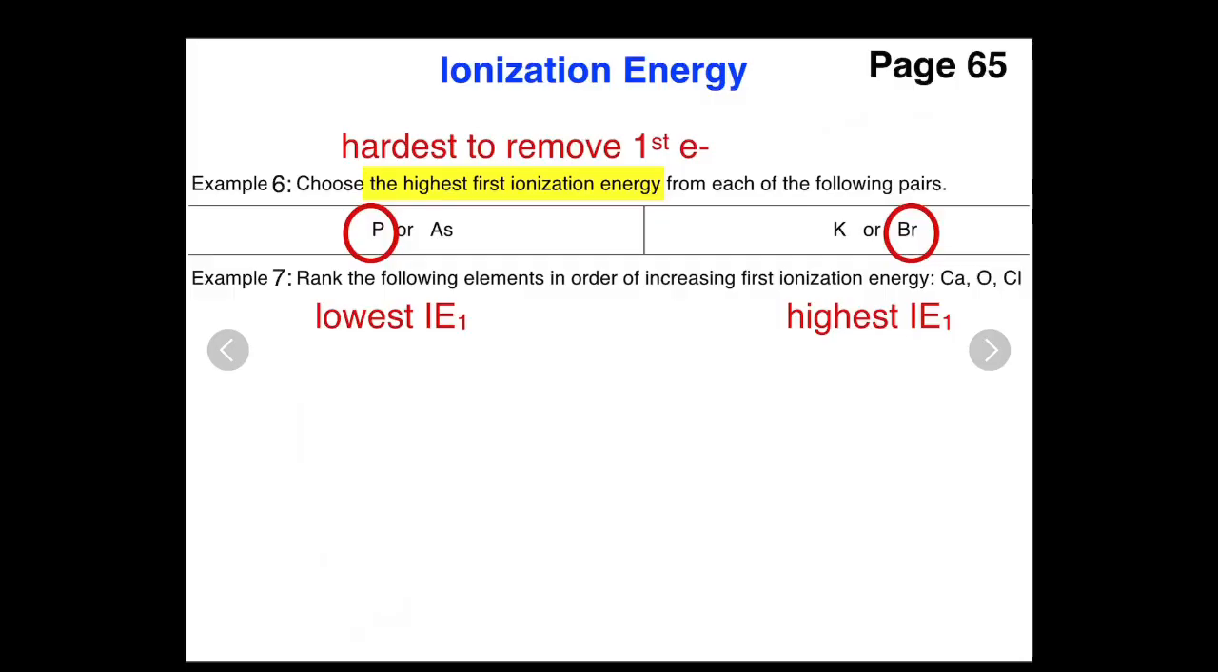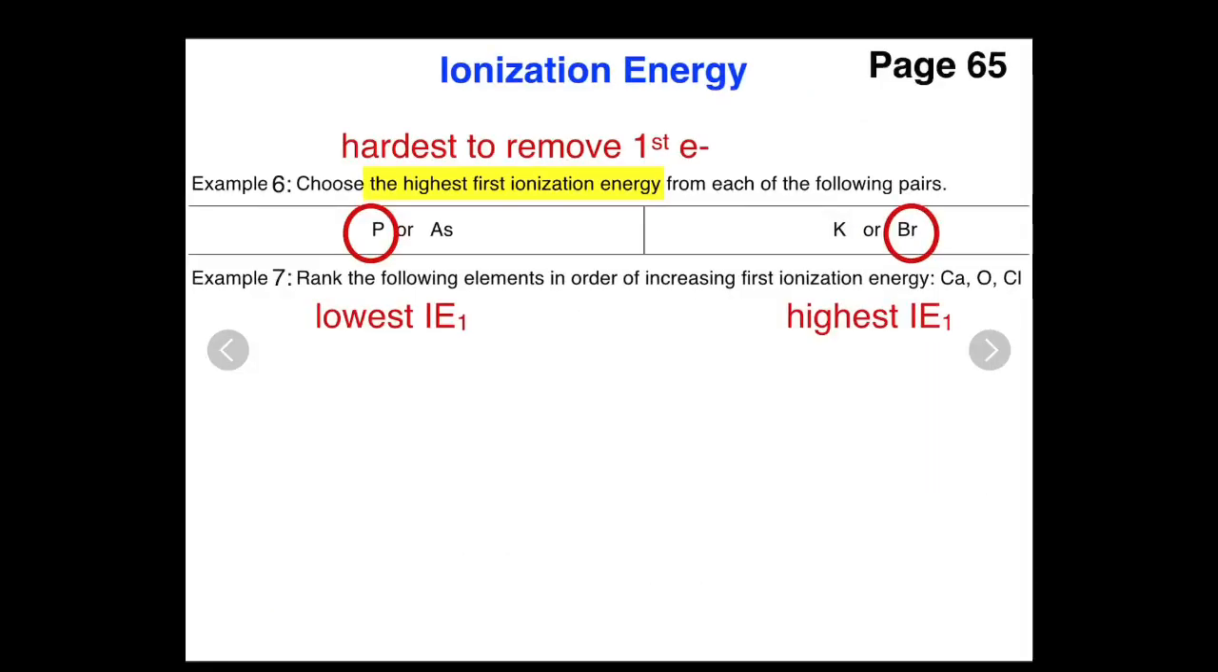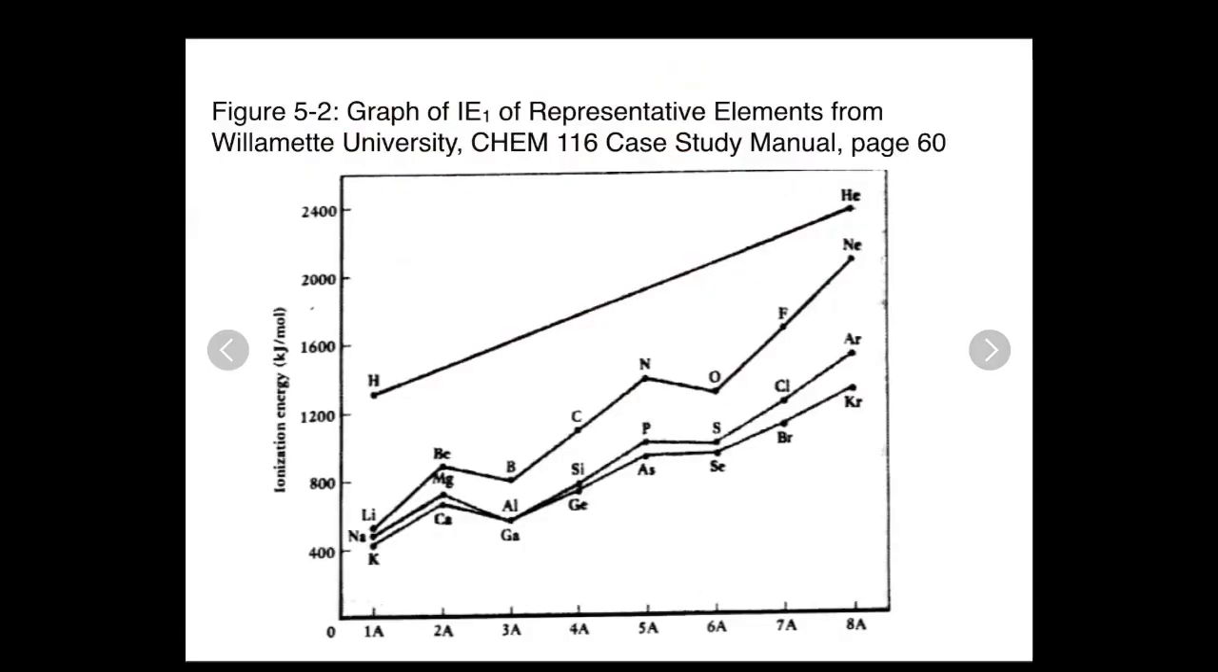And because calcium is the biggest in size out of these three, its electron would be further away from the nucleus. It's easiest to remove, therefore it's going to require the least ionization energy out of these three. So the order would be calcium, followed by chlorine, and then oxygen would have the highest ionization energy out of these three. Okay. All right, so this graph plots the groups.